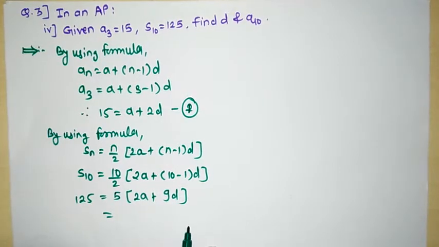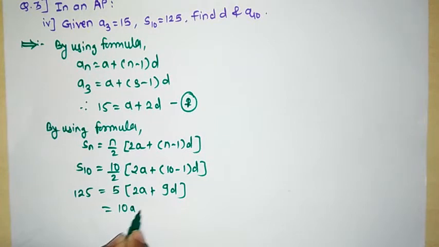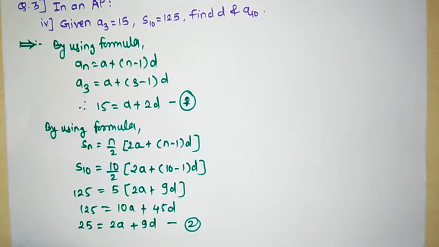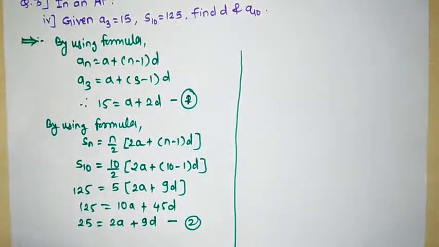Now open the bracket, 5 into 2 which is equal to 10a plus 5 into 9, that is 45d, is equal to 125. See friend, look at this equation. Can we divide the whole equation by 5? Yes, we can easily divide the whole equation by 5. Divide the whole equation by 5. 5 2s are 10 and 5 5s are 25. 5 2s are 10, that is 2a, and 5 9s are 45. We got 2a plus 9d. Mark it as equation number 2. Now here we have to find the values of a and d by using equations 1 and 2.